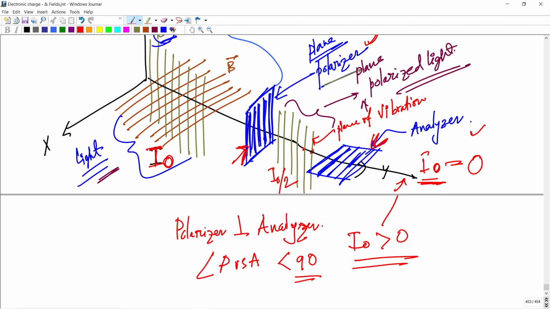Okay, clear. What is a polarizer? It blocks some plane of vibration. Here the polarizer blocks the B part, the magnetic field part, and the analyzer also blocks the E part. So that's why we get zero intensity here. Now, describe the intensity and its direction. That's Malus law.